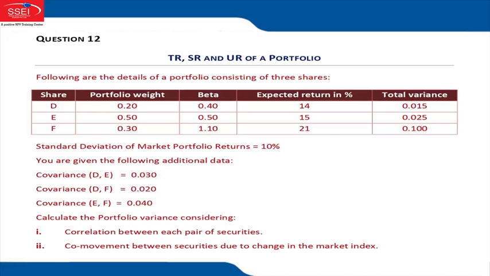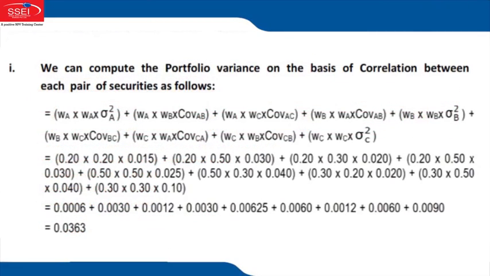Let's check their solution. The first part is very, very simple. This is what I was saying: weight square into variance, weight square into variance, weight into covariance, and so on that they have done. You have to compute. Let's hope that the answer is matching 0.0363. Yes, it's matching. 0.0363 is the correct answer. No need to take a square root. They're asking you to calculate portfolio variance.